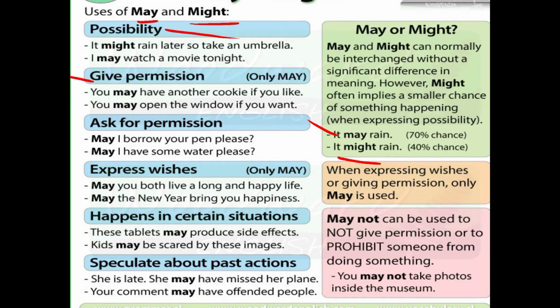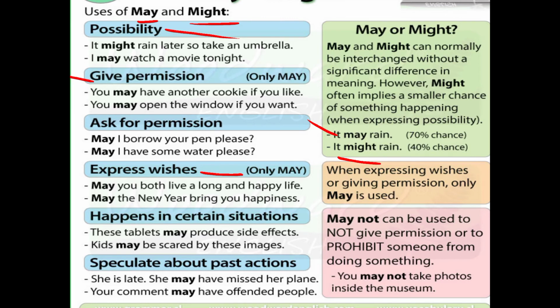Now if we are talking about the wish, "may you live long". So here you can see, "may you both live a long and happy life", or "may the new year bring your happiness". So this is a wish. So if you get a wish in any sentence, always you have to use this "may".